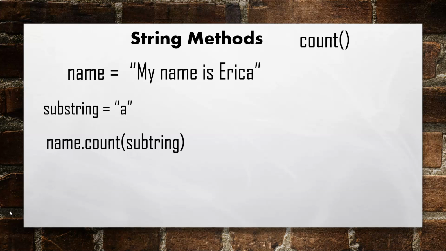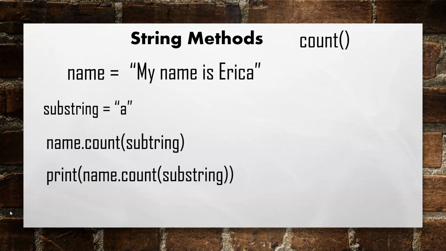So if I want to call the count method, I will first have to type the variable where the string is stored. So in this case, the string is stored in the name variable, okay? So I'll type name and then a period, and then I'll call the count string method, and I'll pass it the substring. So if I wanted to print how many times the substring A was in my string, my name is Erica, I would put it inside the print function, and then it'll give me the output of 2.